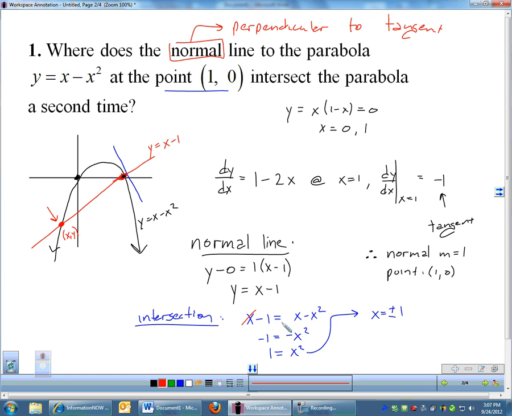Why did I get 2 points? I got 2 points because they do intersect twice. One of them is at the point of tangency, so x equals 1 makes sense, right? And my other point is at negative 1, and that's where my other intersection is.